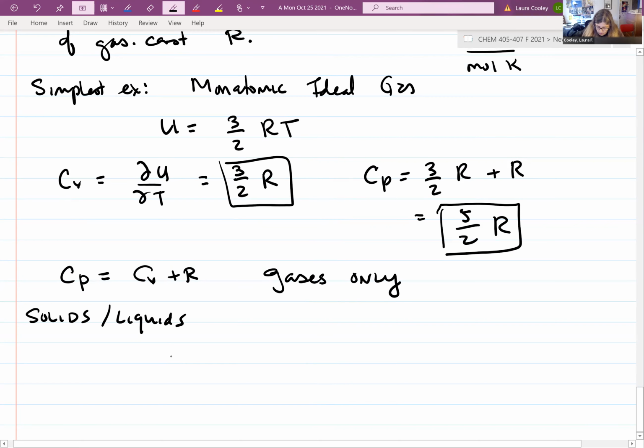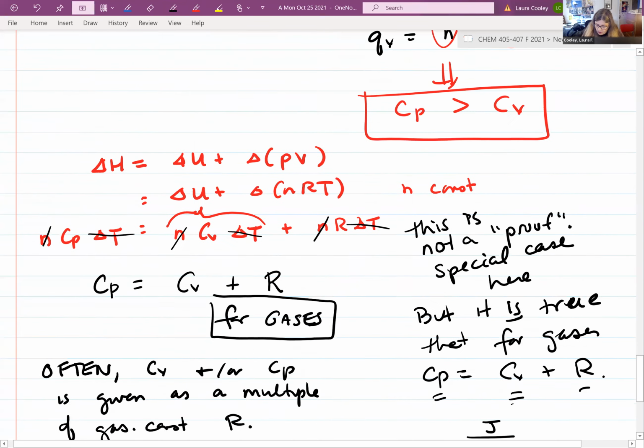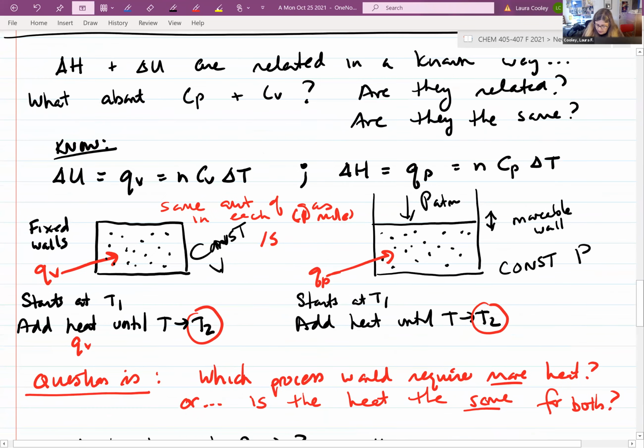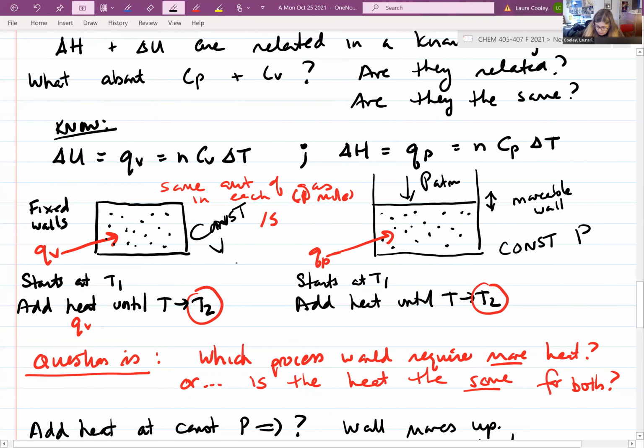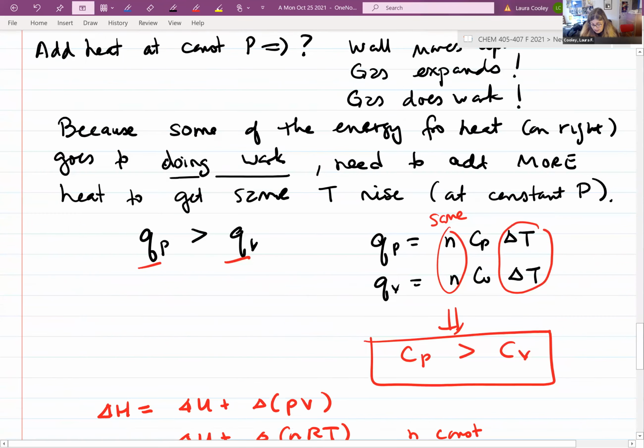So when we looked at this situation here, we compared what happens at constant volume to what happens at constant pressure. And the reason why there was a difference between CP and CV is because at constant pressure, the gas expands and does work. And it's that work that creates the difference between delta H and delta U. And it's also the reason for the difference between CP and CV.